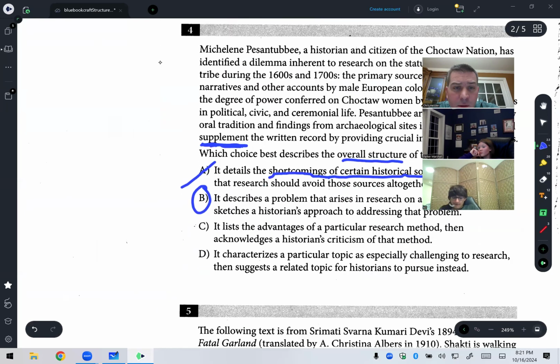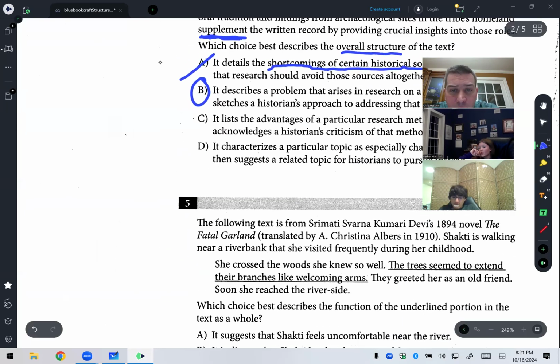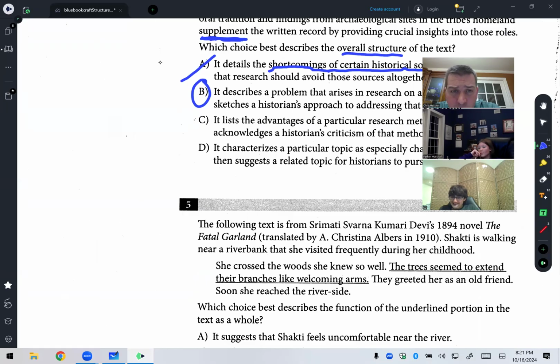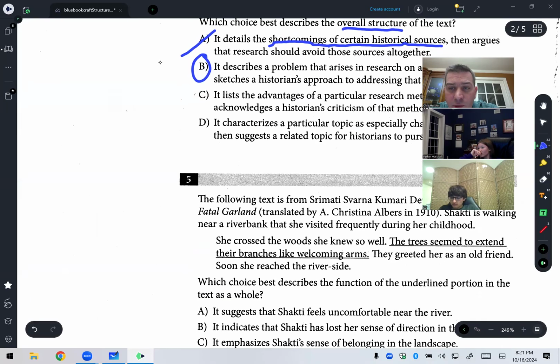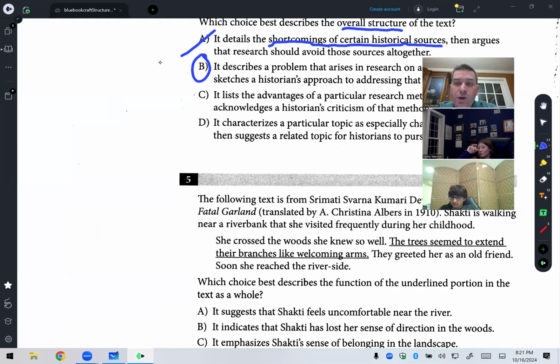All right, on to the next one, number 5. This is from a novel, The Fatal Garland. Shakti is walking near a riverbank that she visited frequently during her childhood. She crossed the woods she knew so well. The trees seemed to extend their branches like welcoming arms. They greeted her as an old friend. Soon she reached the riverside. Which choice best describes the function of the underlined portion in the text as a whole?